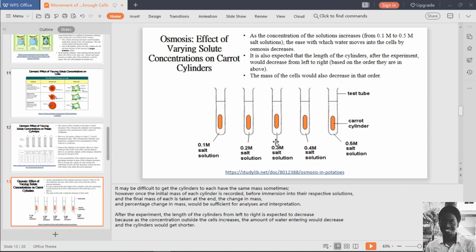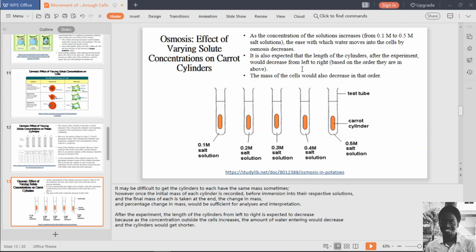But from here to here, the water keeps going down, so the likelihood of water entering the cell would decrease. Water would tend to exit the cell, so you would have more of a flow of water out of the cells because you have less water here. Of all the cylinders that lose water, this one would lose the most water because it is in a solution that has the least water. Okay, so water would flow out of the cell.